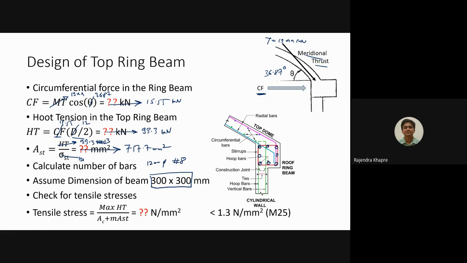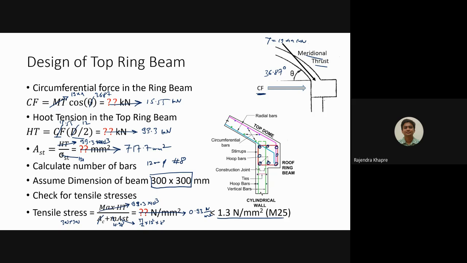So if we assume the dimensions of the beam as 300 by 300, let us calculate the actual stress in the concrete beam. The maximum hoop tension is 93.3 into 10 to the power 3. The area of the concrete is 300 by 300, the modular ratio m, I think, is 10.98, and Ast is pi by 4 into 12 square into the number of bars, that is 8. How much is the tensile stress in concrete? 0.93 newtons per mm square.